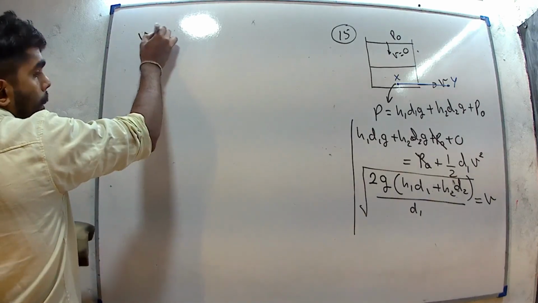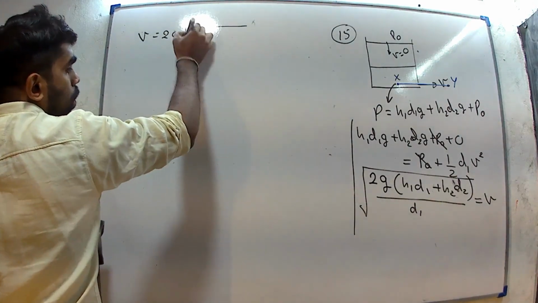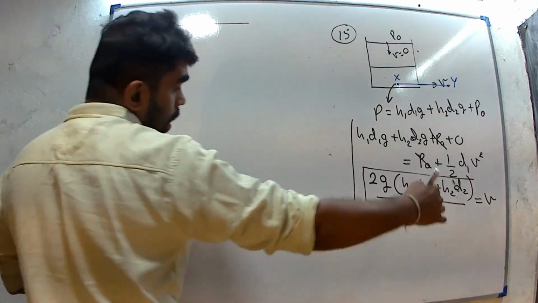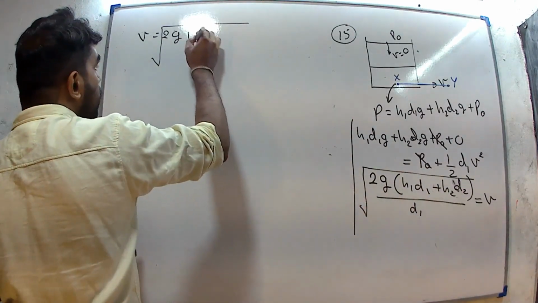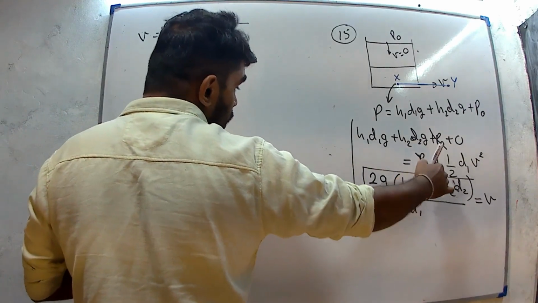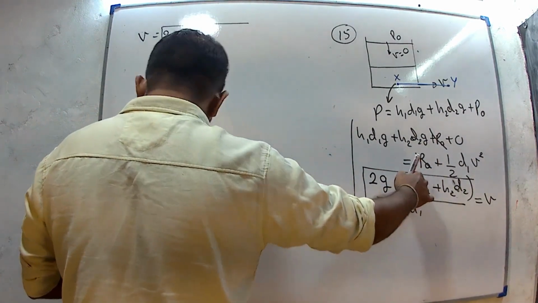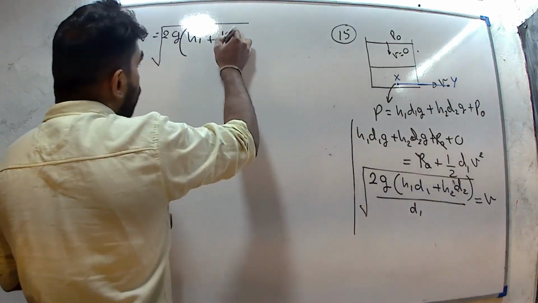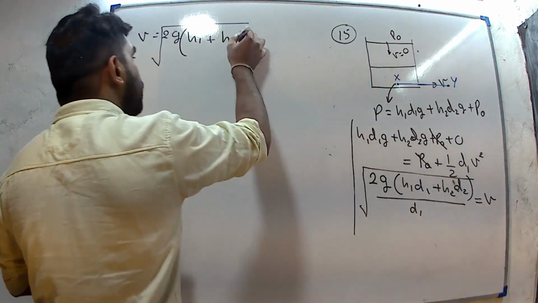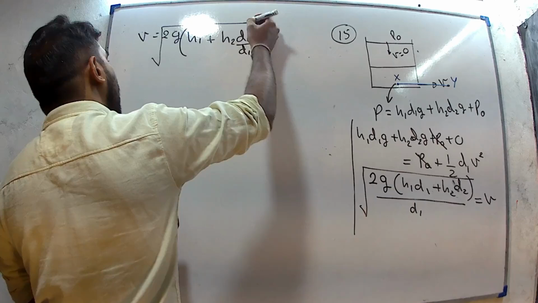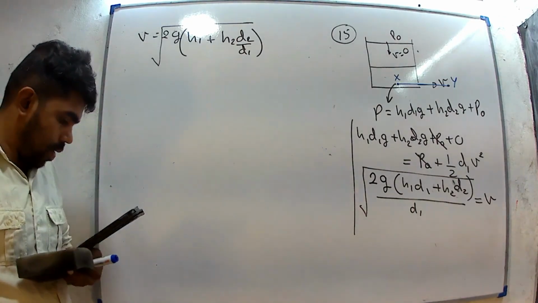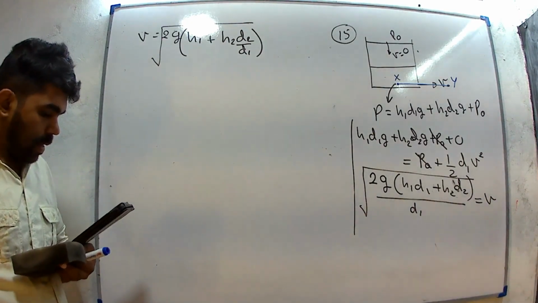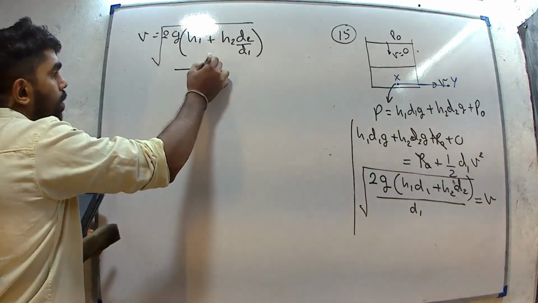V equals root of 2G times H1 D1 divided by D1 cancelling, therefore H1 plus H2 D2 divided by D1. We can write it separately. Then the answer is 5 for question number 15.